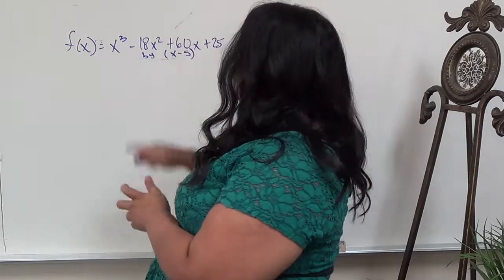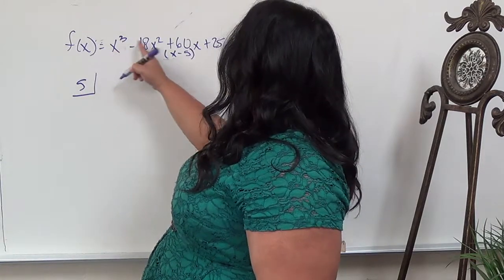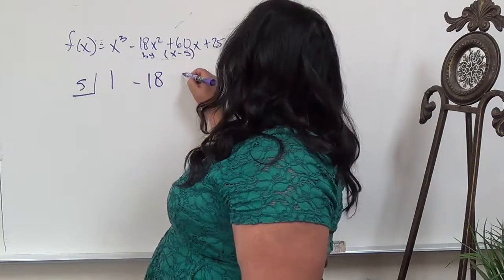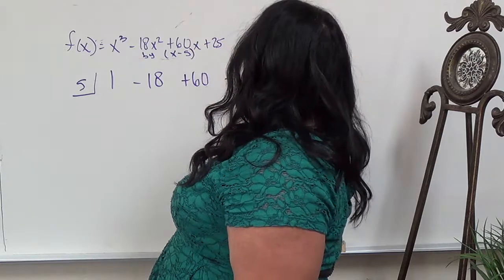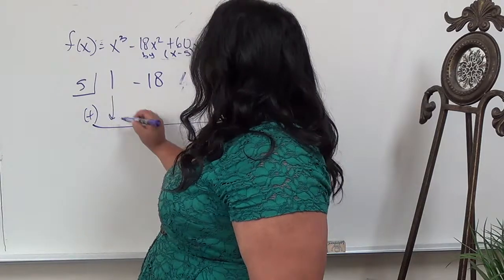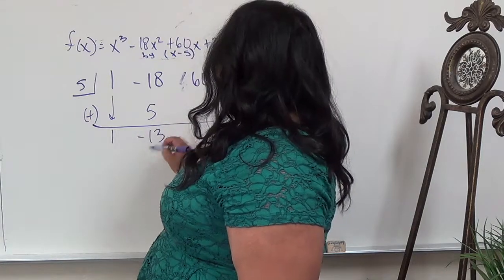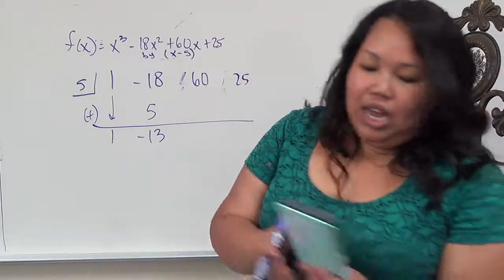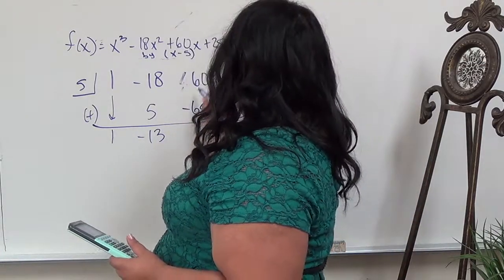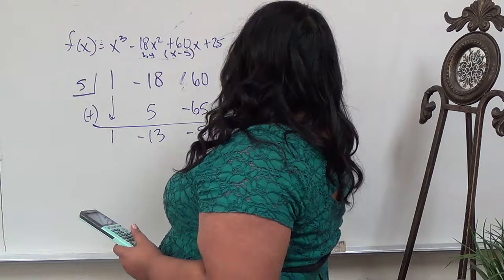Now here I can locate the c as positive 5. I'm going to use synthetic division. So I have 3, 2, 1, 0, so I don't have to put any placeholders. So 1, negative 18, 60, 25. And again, I'm adding these. So I'm going to bring the first one down, which is 1. 5 times 1 is 5. This gives me negative 13. 5 times negative 13 gives me negative 65, which then gives me negative 5. 5 times negative 5 is negative 25, which is 0.